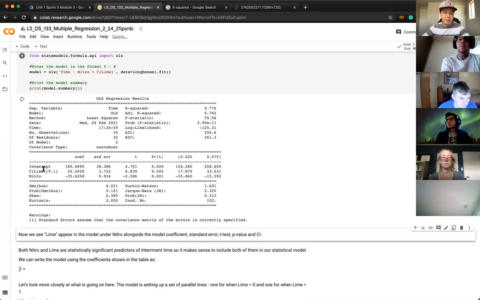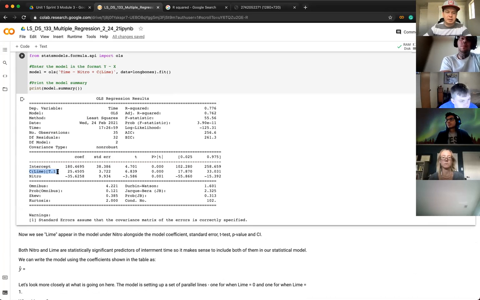So now we see that lime appears in the model. Okay. Because this is a categorical variable, right? T.1 here indicates that this is the coefficient for when lime was present. Okay. So this coefficient is relative to the baseline of there not being lime, right? So this is saying that if there is lime, then we would expect the interment time to be 25 years greater, compared to not having lime, right?